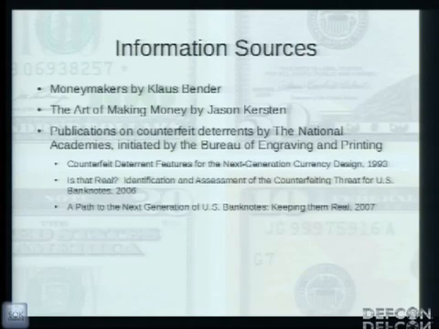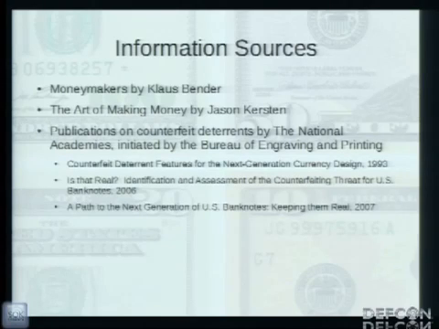If you'd like to read more about this stuff, I recommend the following sources, which I used to put together this presentation. First being the book Moneymakers by Klaus Bender, who's a financial journalist. He put together this book, which is a very good overview of the international secure printing industry.